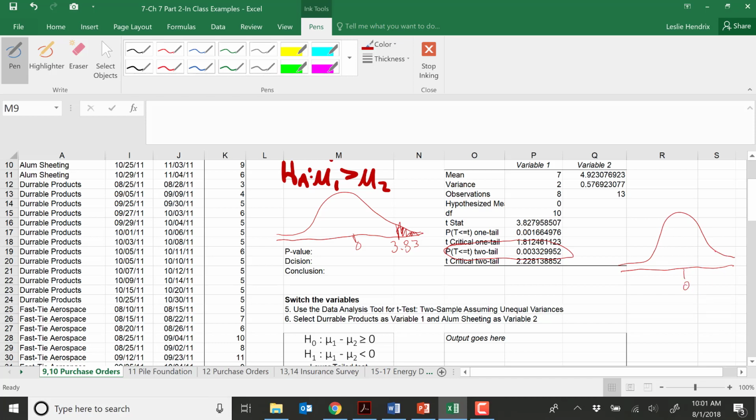So what is Excel calculating for the p-value for the two-tailed test? It calculated the area above positive 3.83 and the area below negative 3.83. So once you know that that's the picture where the two-tailed p-value came from, then you can clearly see that our area is just 1/2 of that two-tailed p-value. So that's 1/2 of 0.0033.